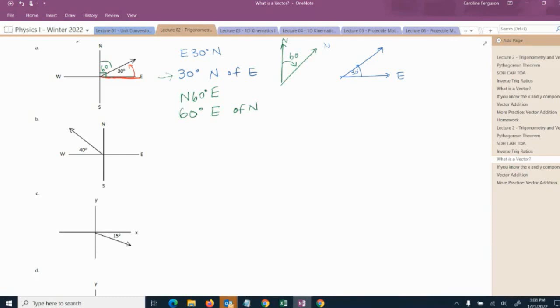So there could be opposite ones. Like I might have north 30 degrees east, which is not right, so you wouldn't select that one. So you have to make sure you get what's what here. Okay, so let's do it again with B. And hopefully by the end of these, you'll be experts.